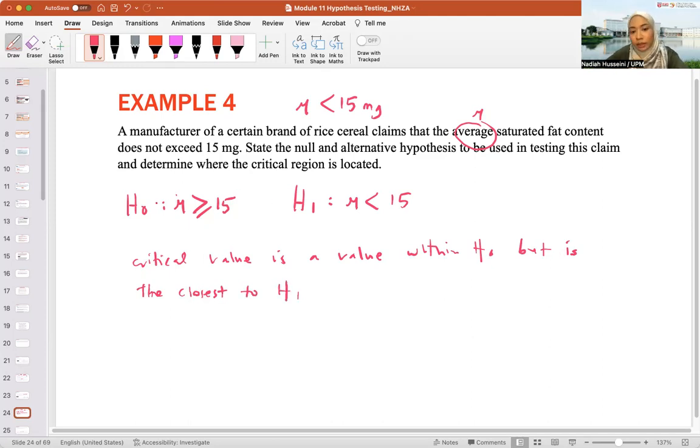Okay, so here we can already know. This is given. It's 15, right? It's because 15 is equal to or within the range of H0, but it is the closest one to H1. So obviously the critical value here is 15. With the critical value comes the critical region. So now they're asking us to determine where the critical region is located.